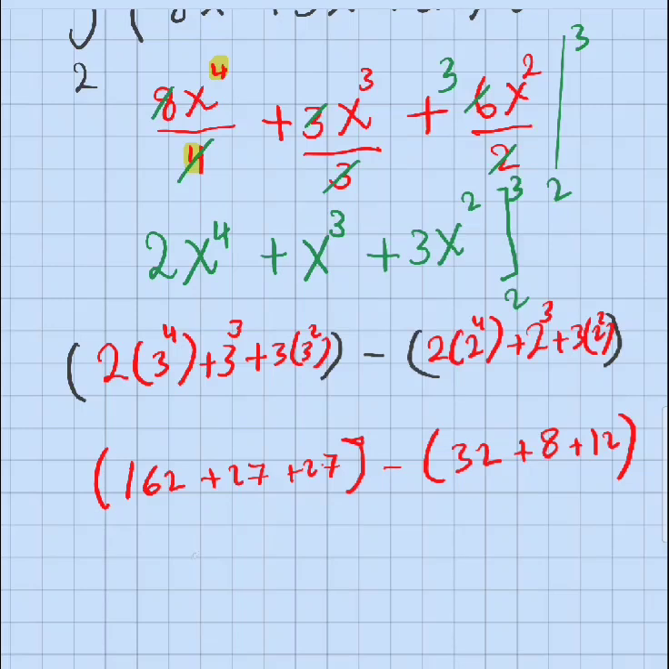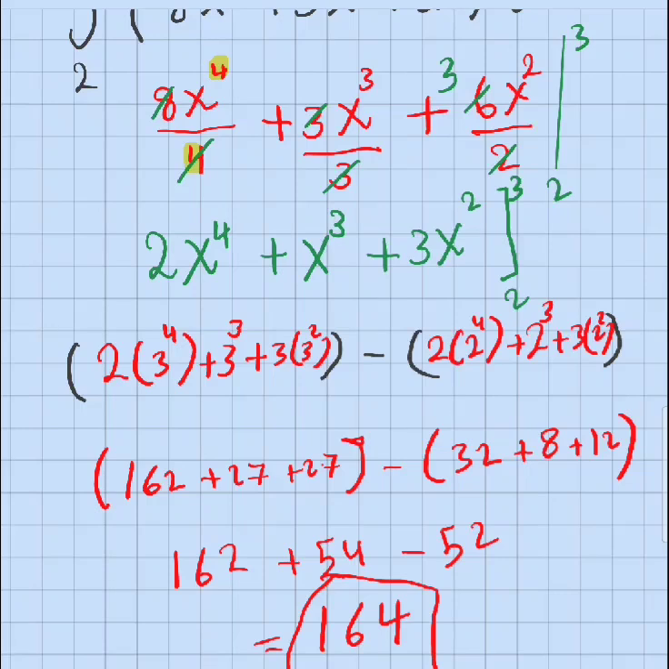27 plus 27, we no longer need the brackets anymore. 27 plus 27 is 54. 32 plus 8 is 40. And 40 plus 12 is 52. So this is minus 52. 54 minus 52 is 2. 162 plus 2 is 164. So this is the value of the definite integral.